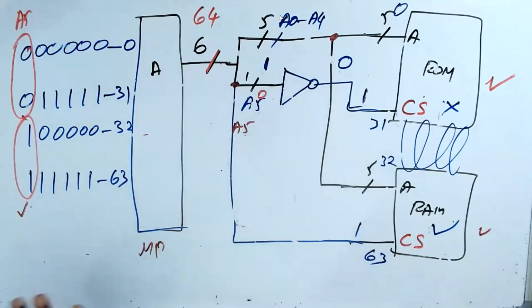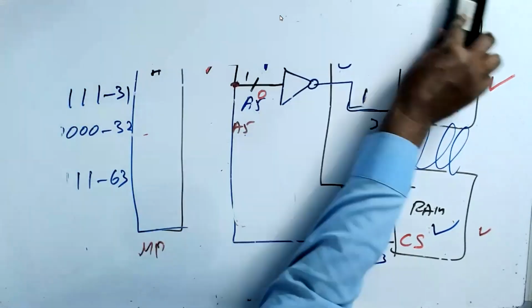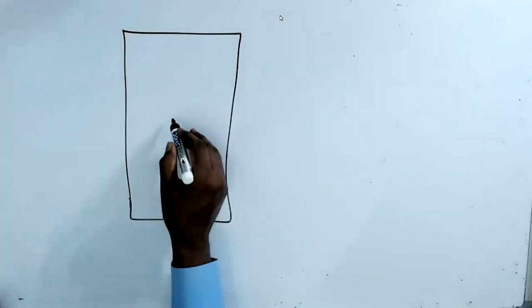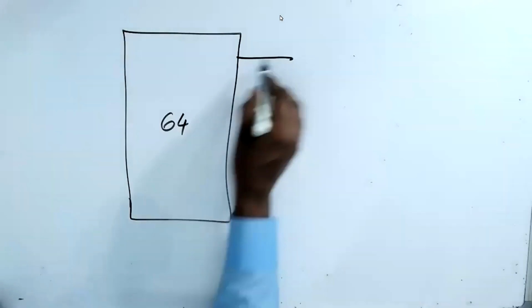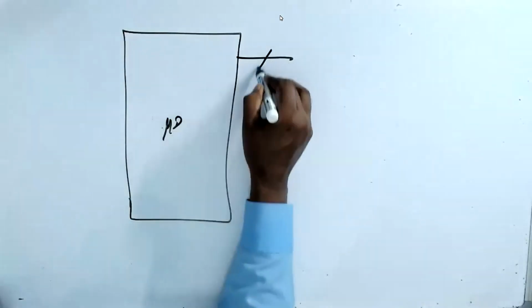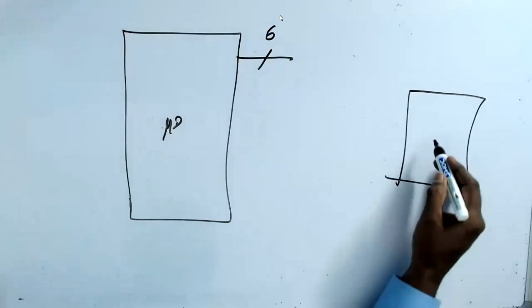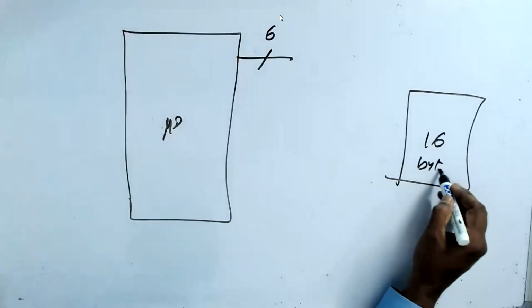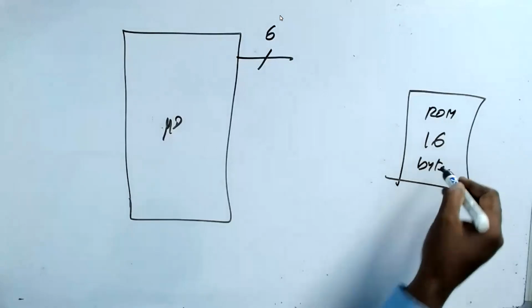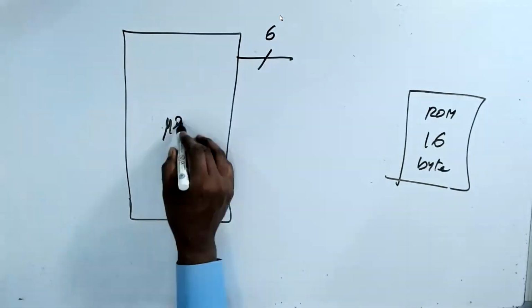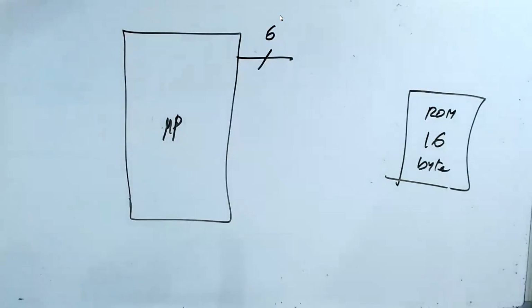Once you understand that, I will tell you now how to simplify this. Don't worry about these things. Now the trick here is this. I've given an example, 32 plus 32, 64. Now I have a microprocessor which has 6 address lines, and I have a ROM of 16 bytes. I give you only 2 clues. How do you connect? Am I right?